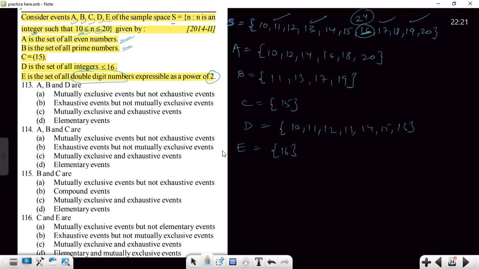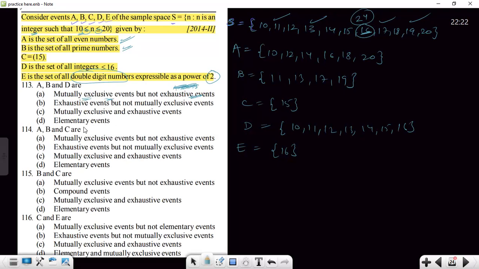So in the first question, I solved everything for you, literally. You have to tell that. Also, let me explain once again. Mutually exclusive events are those which do not have anything in common. And exhaustive events are those events whose union is equal to the sample space. So their union is equal to the sample space, and their intersection is empty for mutually exclusive.